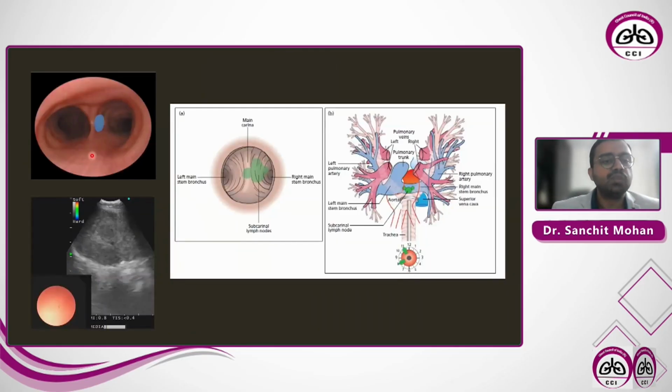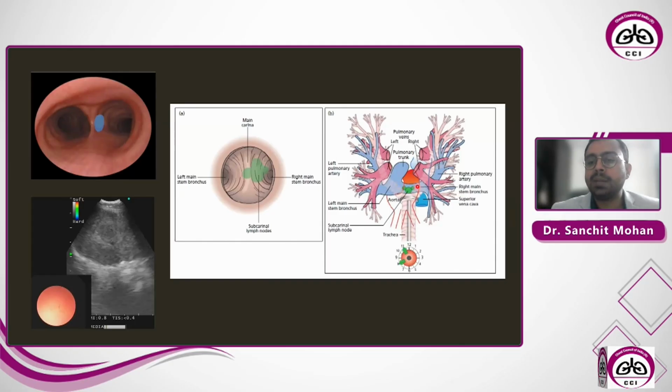So this is the endoscopic view of station 7. Station 7 you can approach from the right main bronchus, as well as from the left main bronchus. When you are approaching from the right main bronchus, you have to turn your EBUS probe towards the 9 o'clock position. When you are inserting your probe from the left main bronchus, you have to turn your EBUS probe towards the 3 o'clock position. So what do you see? This is the vascular structure over at the carina. So this is the EBUS probe just at the level of carina. What do you see?